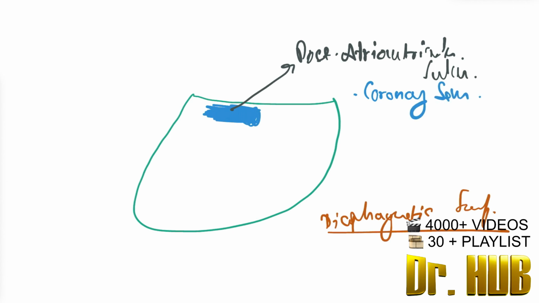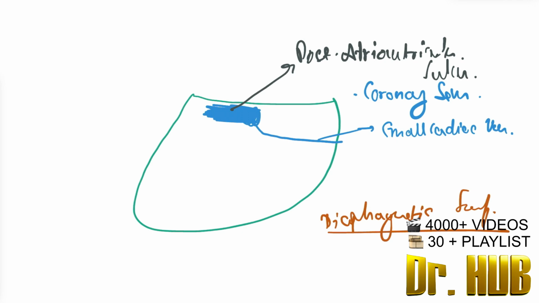And then there is also the other vein which arises. This will be the small cardiac vein.